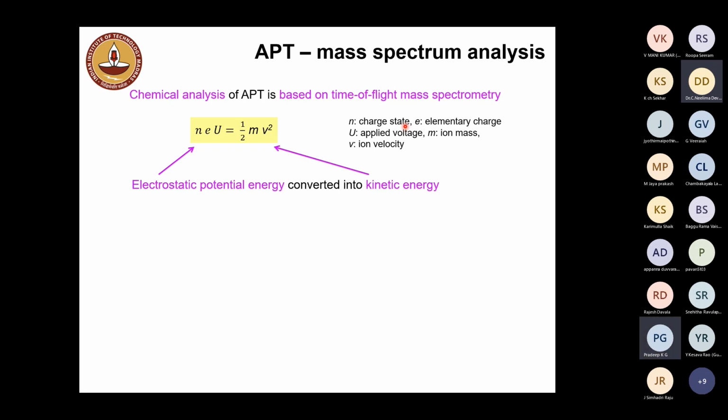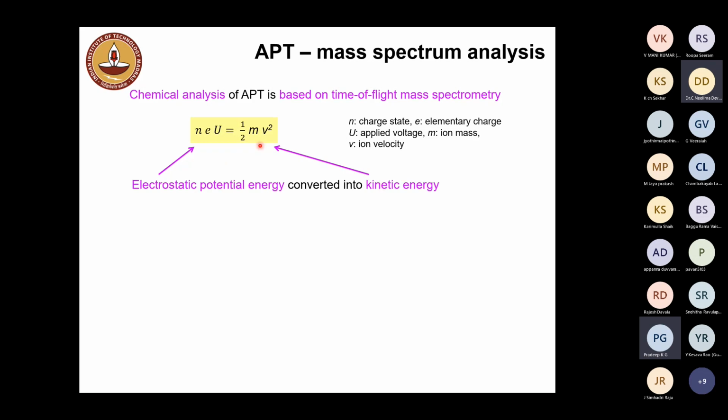Now, because of the applied voltage, the electron gets excited or polarized. And because we are applying positive potential, that polarized state means there is an electrostatic potential energy provided, which converts the atom into the form of the ion and provides the ion the necessary kinetic energy given by half mv square.